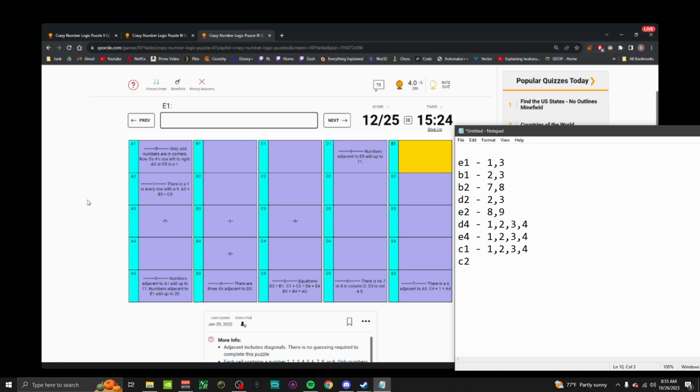Wait, there are 3 4s. How did I read that completely wrong? There are 3 4s adjacent to D3. There's still plenty of spots for that to be possible, so that's not really helpful. There is a 1 for sure in the top row, because there's a 1 in every row with a 9. We know it's not B1, so it's either C1 or E1, which is both possible. B1 has to be 2 or 3. So C1 and E1 can both be 1. It didn't really give us anything.